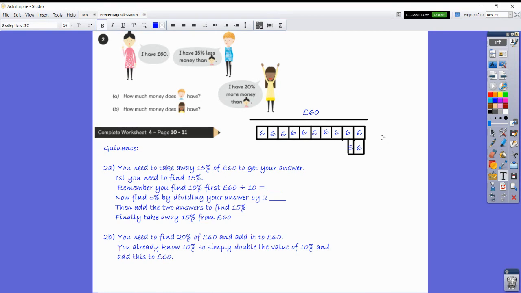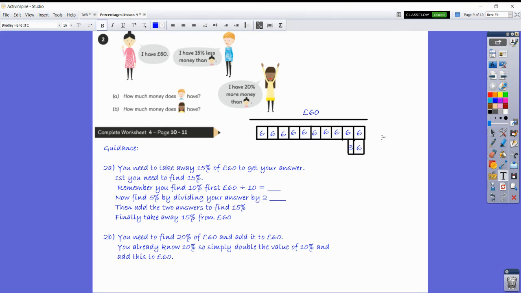So these are the steps that I've written down. So you've got to find 10% of 60. So £60 divided by 10, which is 6, which we did for the bar model. To find 5%, you divide that answer by 2. Okay? And then which we've done there, 3. And then you add those two answers together to find 15%. So 6 add 3. And then finally, that number you subtract from £60.